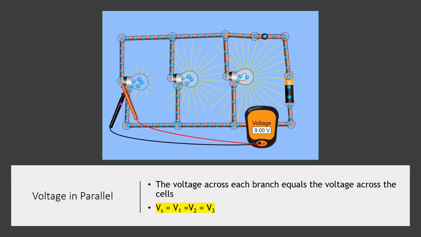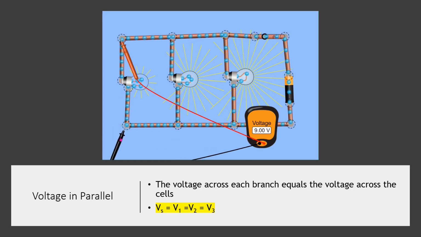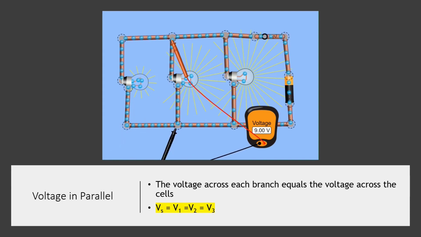This lamp should be 9 volts. So the voltage across each branch is equal to the total voltage across the cell. We can click it across there as well. That would be 9 volts. There to there, that would be 9 volts. So I hope you're really pleased that you now understand or can work out the current and voltage in series and parallel circuits. Because next lesson is time for a practice.